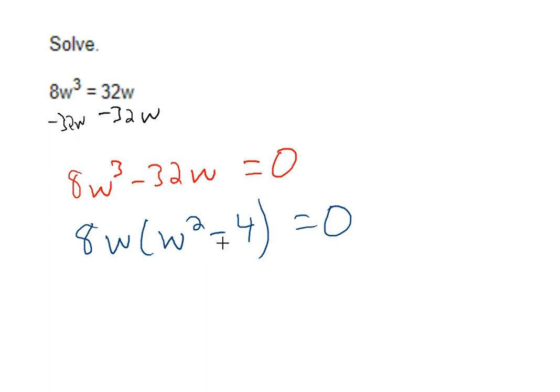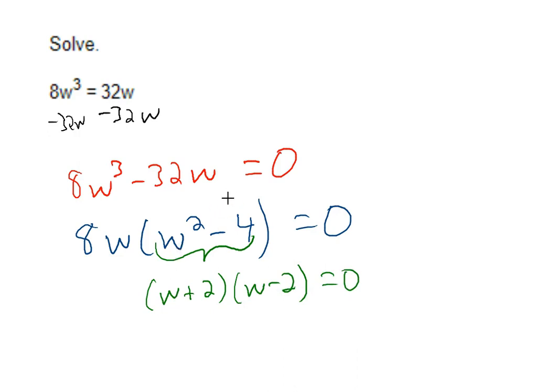So here's that a squared minus b squared formula again. This part is going to factor even further as w plus 2 times w minus 2, right? So instead of a, we have w. Instead of b, we have 2, right? Because 4 is 2 squared. And this 8w copies down. So that's how it factors.